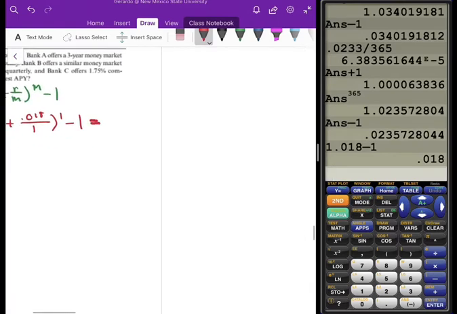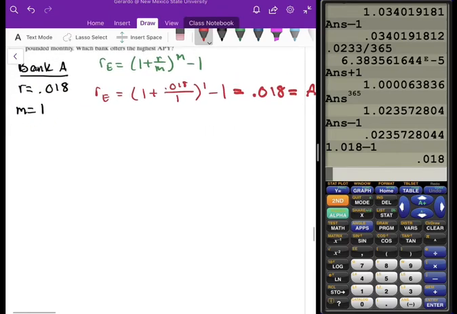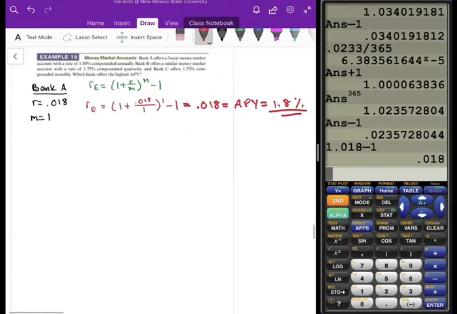Which this equals to 0.0, which is in percent. APY is equal to 1.8%. So that's how much you would get in a year, 1.8% of your initial investment.